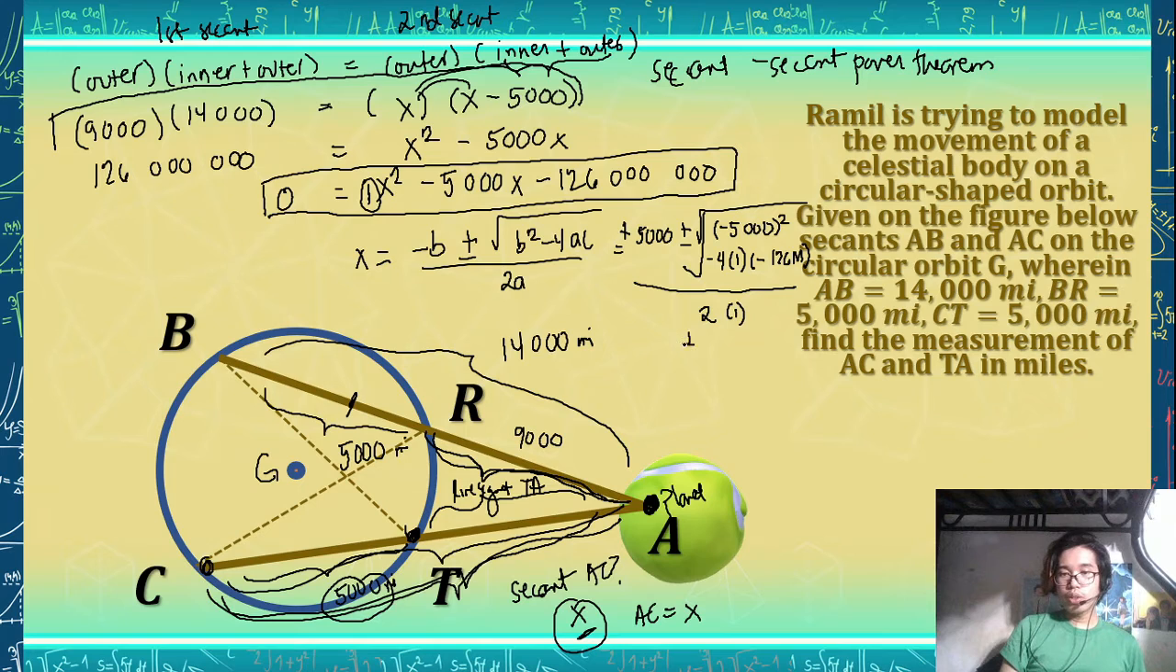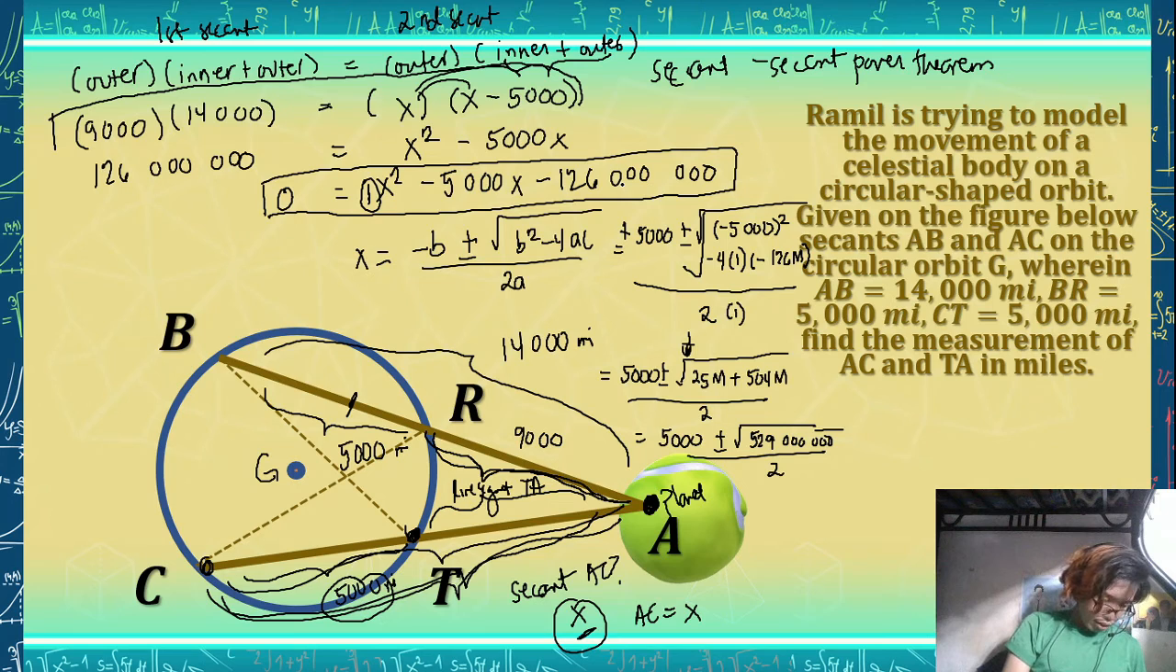So this gives us 5,000 plus or minus the square root of, what's 5,000 squared? That should give you 25 million. Since negative times negative is positive, plus 126 million times 4 gives 504 million, all over 2. So we have 5,000 plus or minus the square root of 529 million, all over 2. And the square root of 529 million is 23,000.